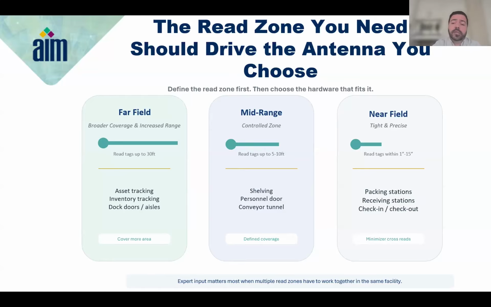And lastly is near field antennas. What those are, it's a very tight and precise controlled read zone. We typically see tags read between 1 inch to 15 inches. This is ideal in receiving stations, packing stations, checking in and out of assets, things of that nature. And really the benefit of these is minimizing cross reads.